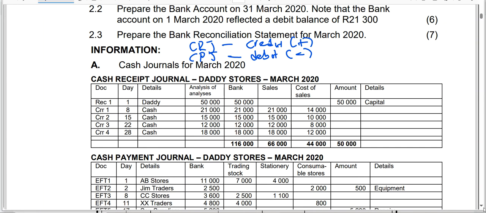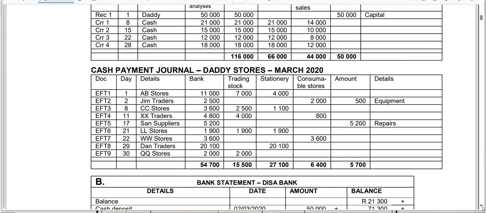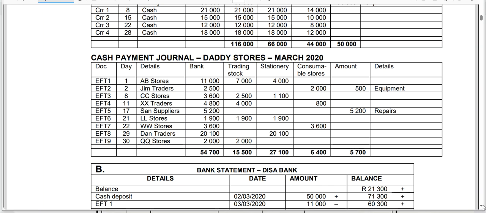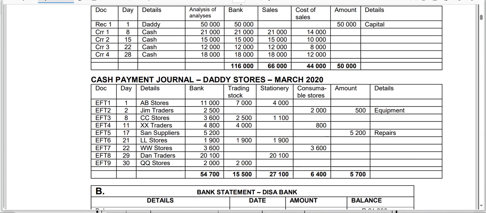Okay, now let's start to do the part where we do the comparison. If we look at this, we'll realize that with our CPJ, when we start, the first deposit that we have is for 50,000, which is for capital. So we are going to look for it in the bank statement, and you can see that the 50,000 for our CRJ appears on both sides. It's here on the CRJ, and it's also there on the bank statement. So we're going to tick it to show that it appears on both sides. Are we together? So I'm going to tick it here.